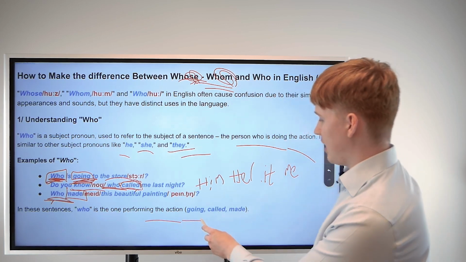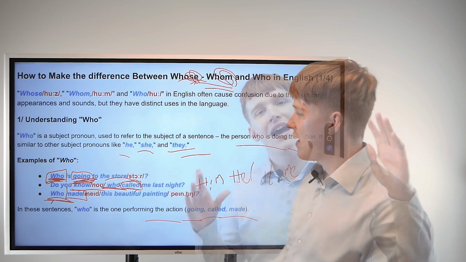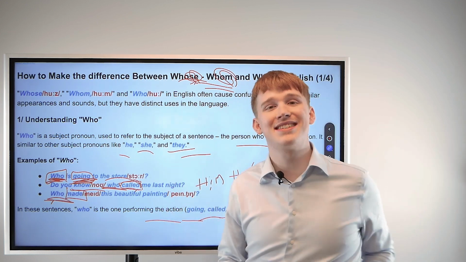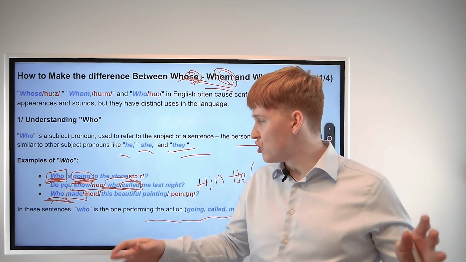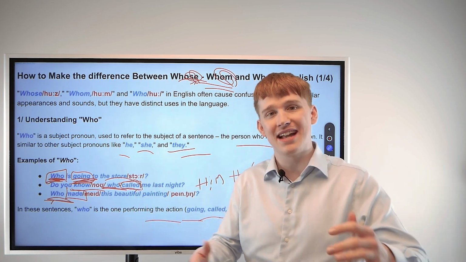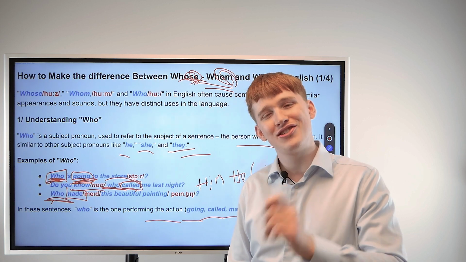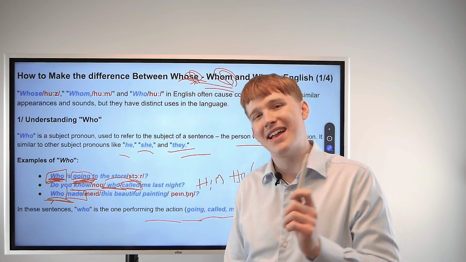So who is the one performing the action. They are going, they are calling, they are making, and so on and so forth. And that is how you can use who in a sentence. You can use who to talk about who is doing this action. And you can replace who with I, you, he, she, it, we, and they.